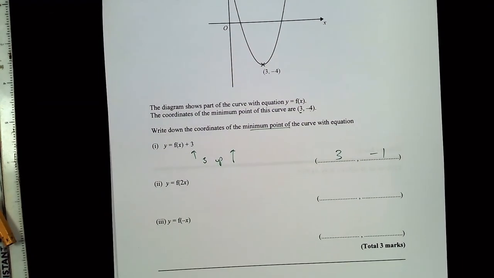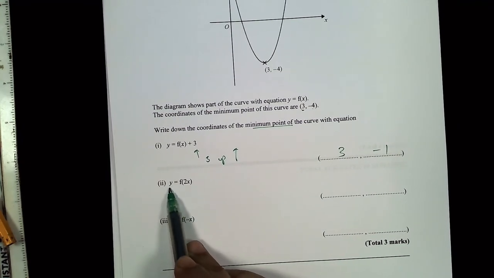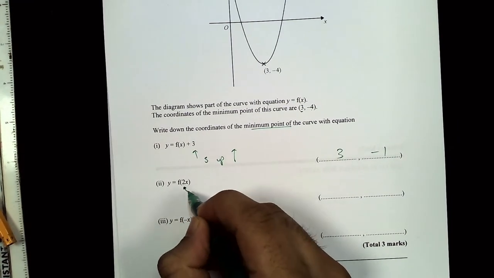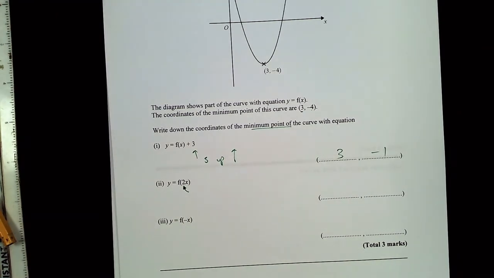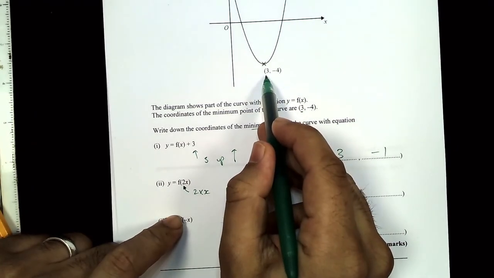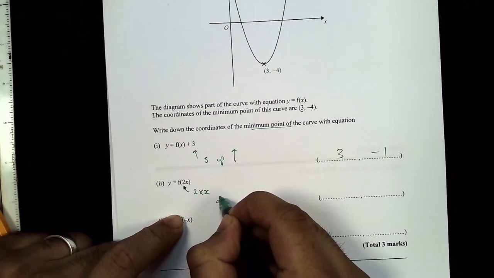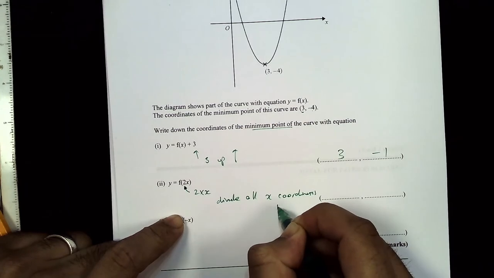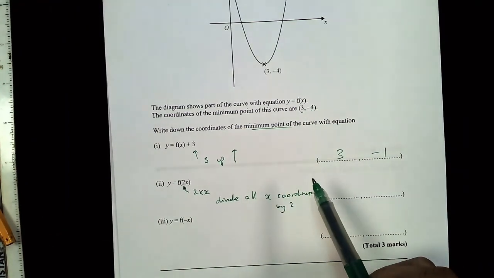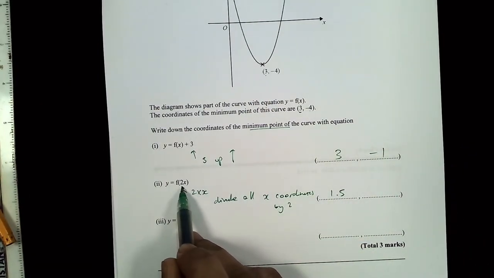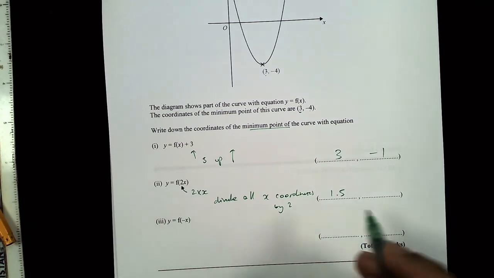Now, if I've got the function f of 2x, what this does is it effectively does the opposite to what you think. What this means is 2 times the x, but what that does to all of your x values is it actually does the opposite. So instead of multiplying your x value by 2, you're going to divide all x coordinates by 2. So if x used to be 4, it's now going to be 2. If x used to be 3, it's now going to be 1.5. The y value stays exactly the same because this only affects the x. So the y value is still going to be minus 4.